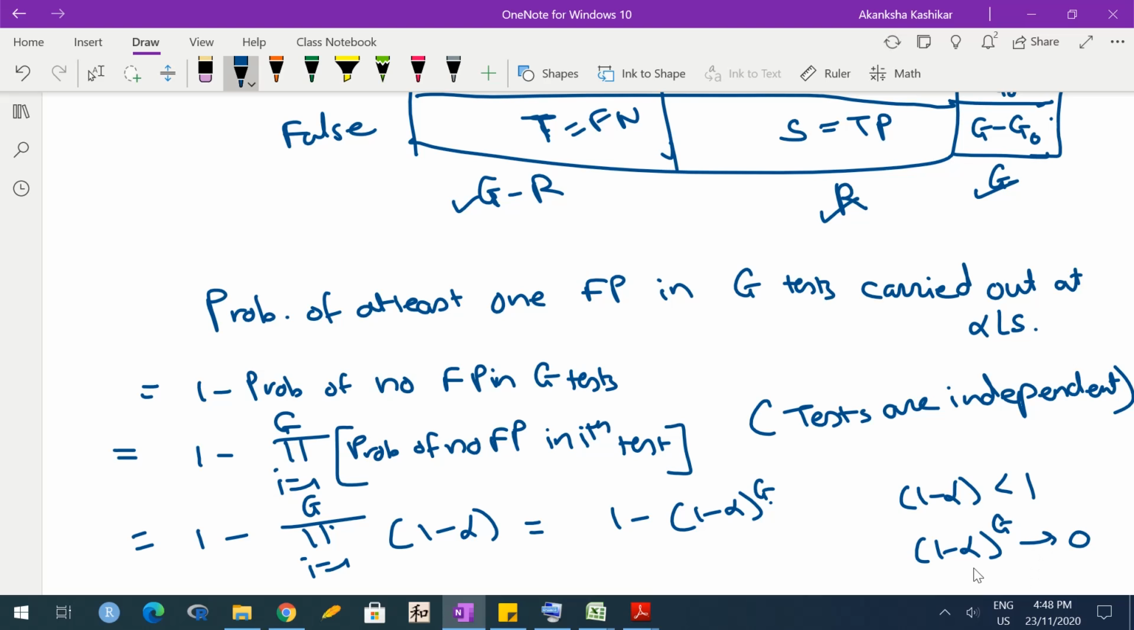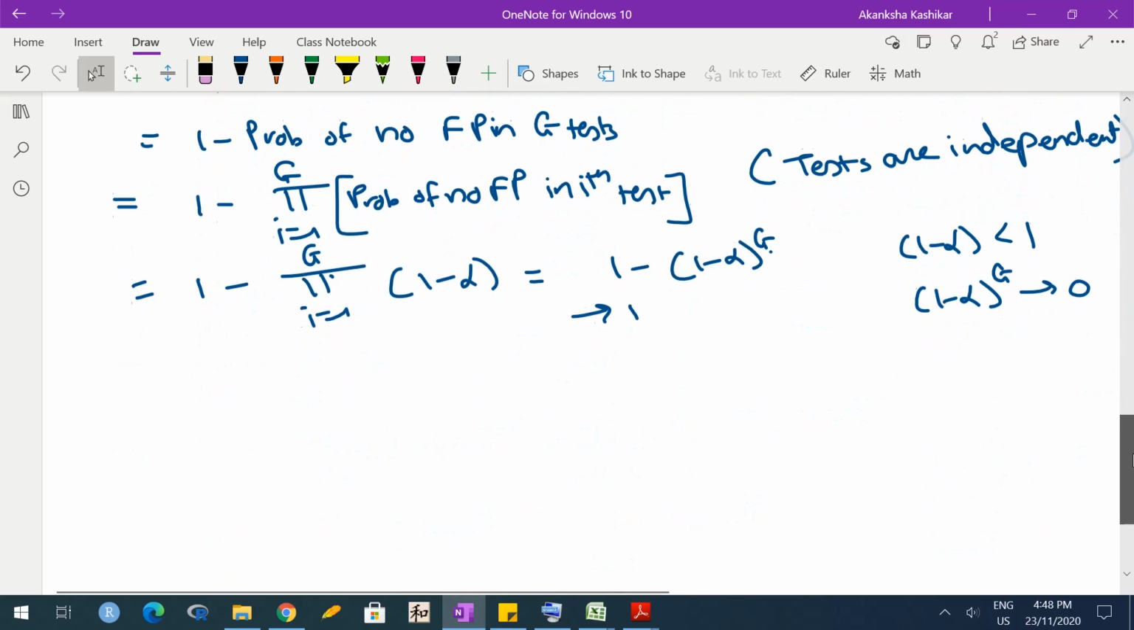You have studied this in real analysis. If you take a raised to n, where a is between 0 and 1, a raised to n goes to 0 as n goes to infinity. As a result, this converges to 1. And even if we say infinity, in reality, we really don't need things to be infinity.